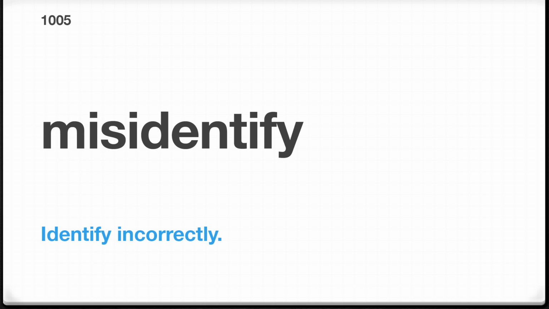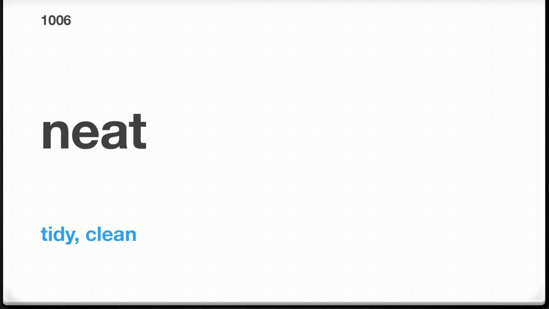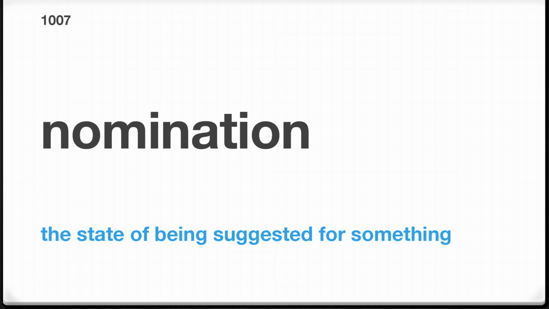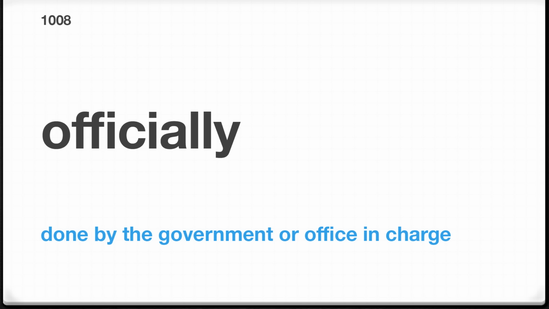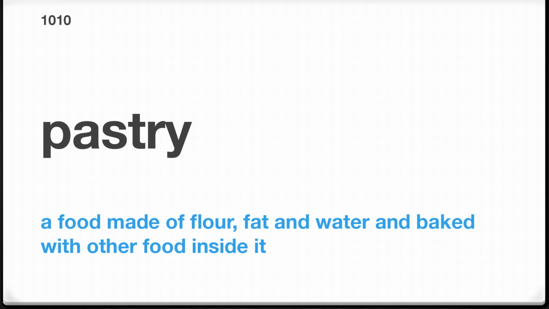Identify incorrectly. Misidentify. Tidy, clean. Neat. The state of being suggested for something. Nomination. Done by the government or office in charge. Officially. A set of clothes like a uniform. Outfit. A food made of flour, fat and water and baked with other food inside it. Pastry.